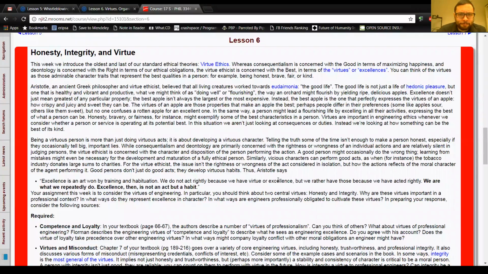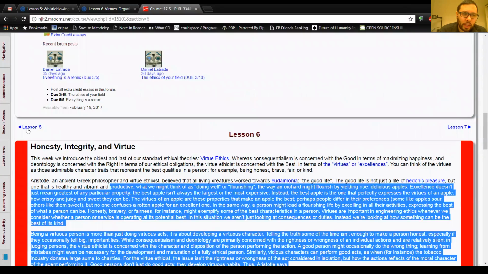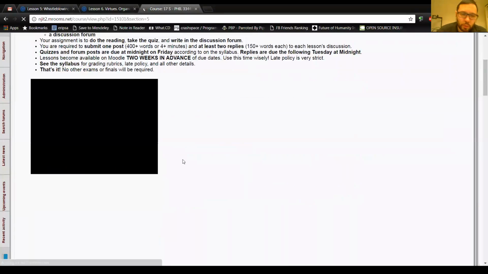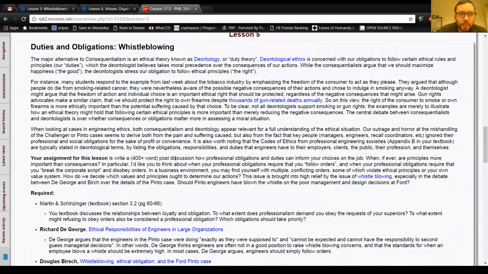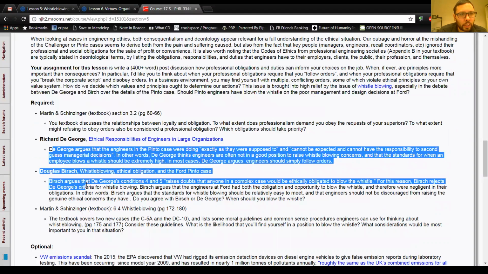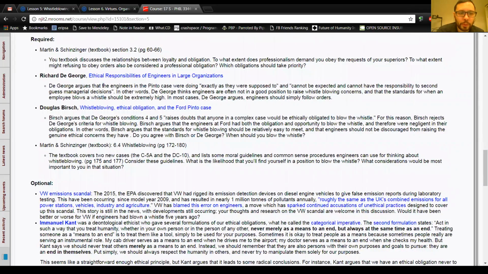I want to introduce the material from lesson 6, but I guess I want to start by talking about lesson 5. You just wrote your posts. You have replies due tonight. A lot of people wrote about the DeGeorge and Birch 5 constraints on whistleblowing. Some people agreed with Douglas Birch, some people agreed with Richard DeGeorge. They don't entirely disagree about all their cases either. They only disagree about some of the cases. So most of the people talked about that.